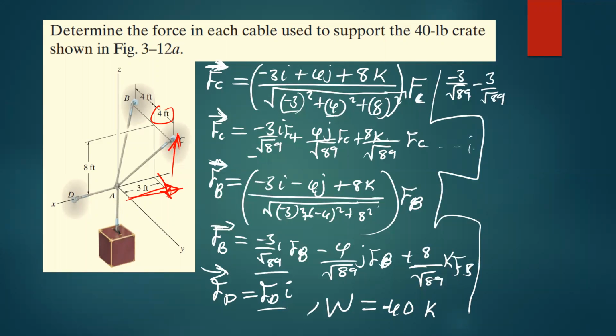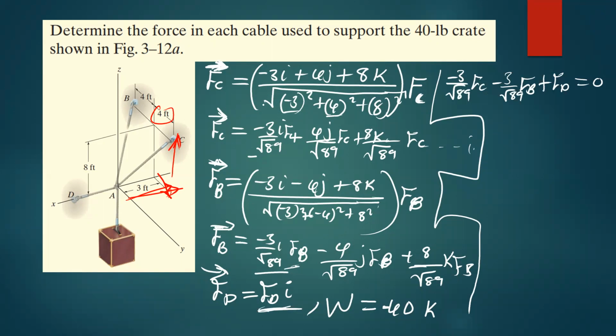The first one has FC, so this one is FC. Then we have another negative 3 over the root of 89 FB, so this one here. Then the other one which has the x component is FD, so we say plus FD is equal to 0. So this is our first equation.